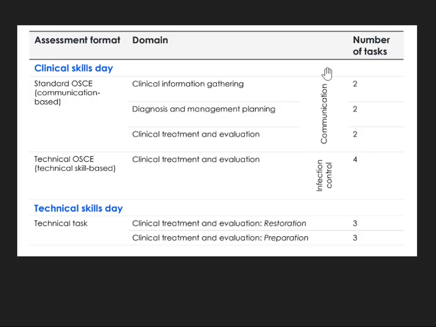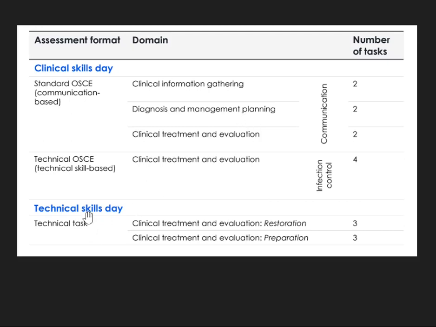Okay. Then you have the communication cluster, which is basically judged during the 6 communication OSCE stations that you have. Then you have an infection control cluster. This cluster is judged during the 4 technical OSCE stations you have during the clinical skills day, as well as the entire technical skills day. All right. So 5 clusters in the clinical skills day: clinical information gathering, diagnosis and management planning, clinical treatment and evaluation, communication, infection control.